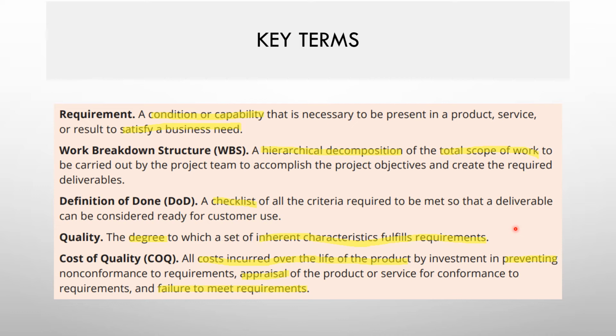Then the final term is the cost of quality. All the cost incurred over the life of the product. It can be prevention cost, it can be appraisal cost. Whatever money you are putting into requirement gathering or understanding it, design reviews, and training, that is called prevention. Appraisal cost is anything you do to validate or test the product. And finally the warranty cost, like failure to meet requirements.